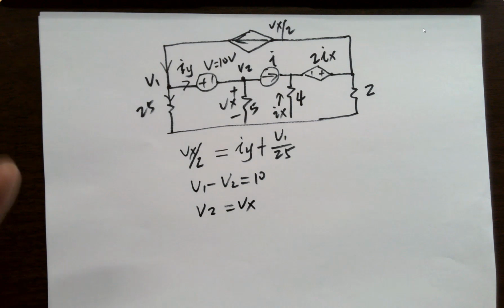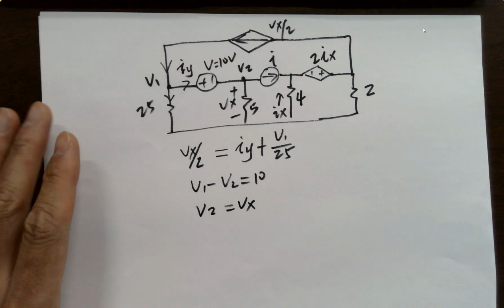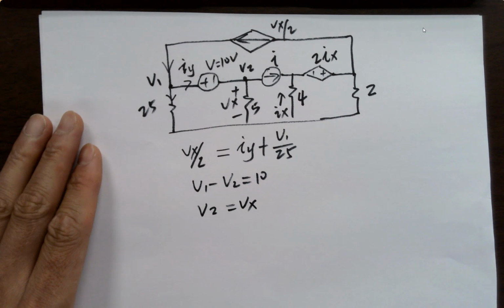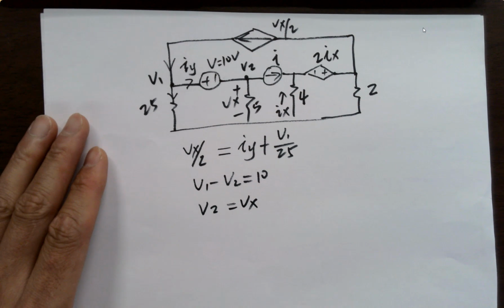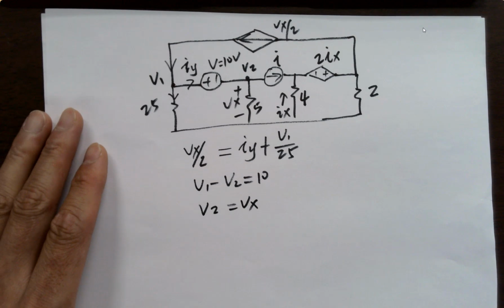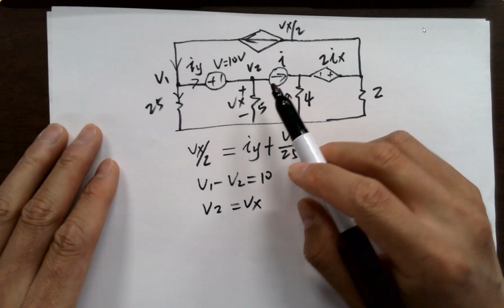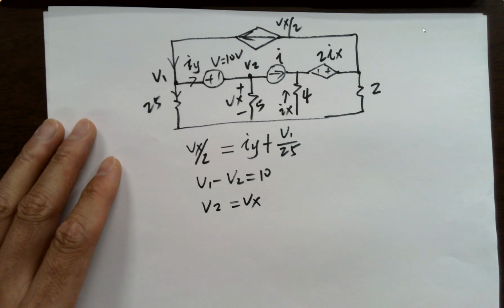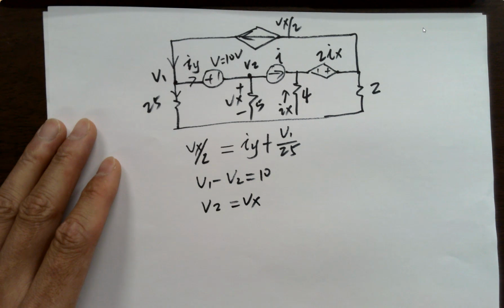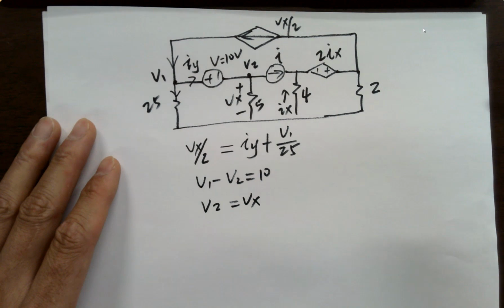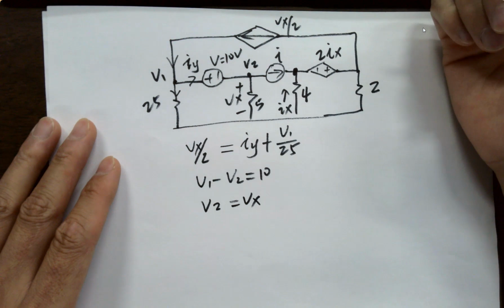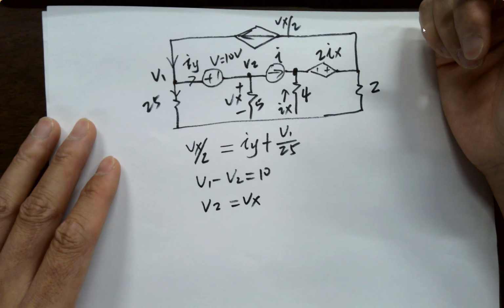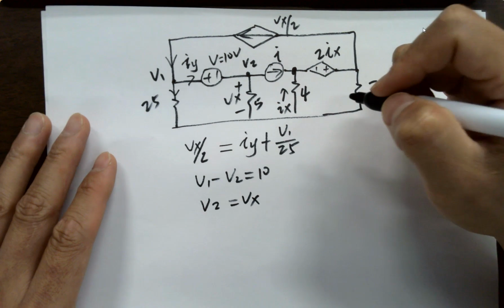So we have V1, V2, Vx, Iy, 4 variables and 3 equations, just need one more. Which one can we use? Let me see. We probably have to keep moving to the right. Really? We have to keep moving to the right?